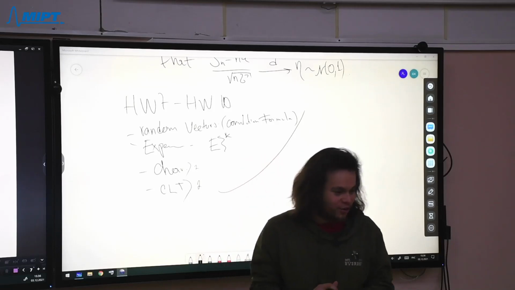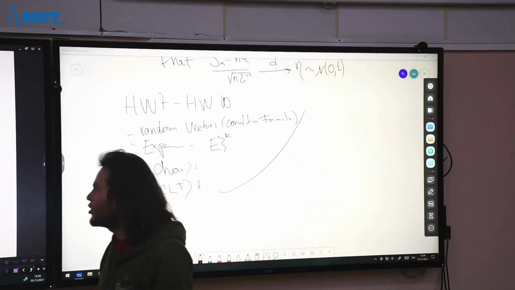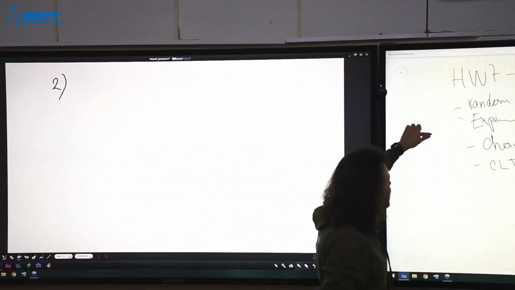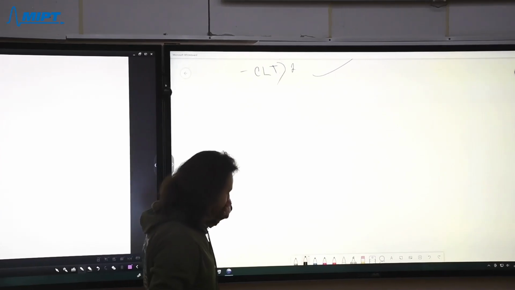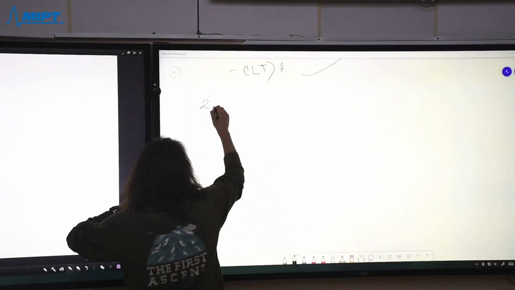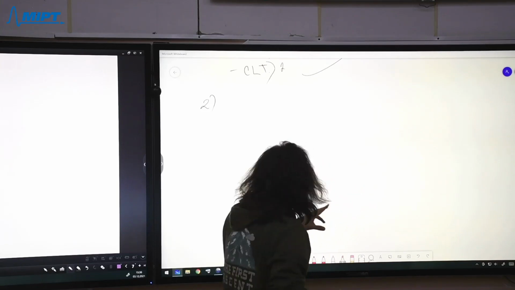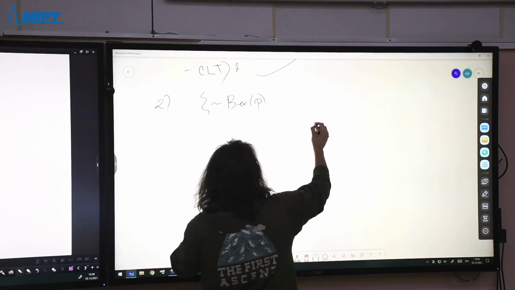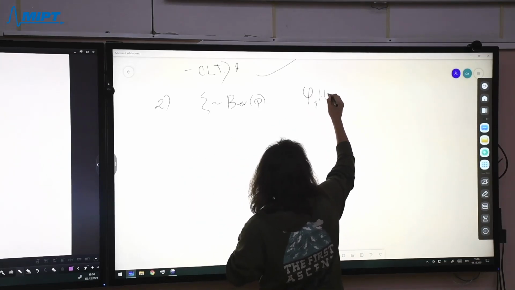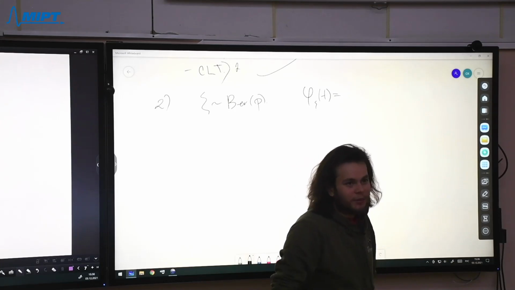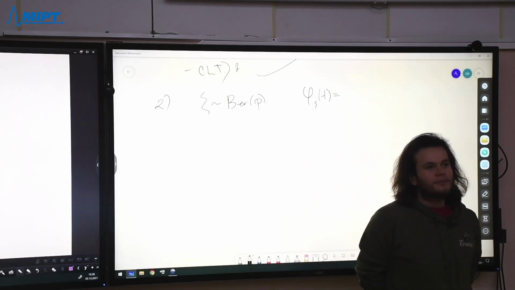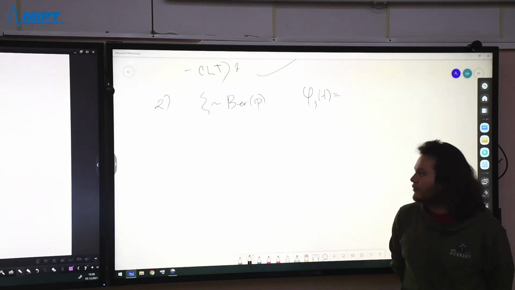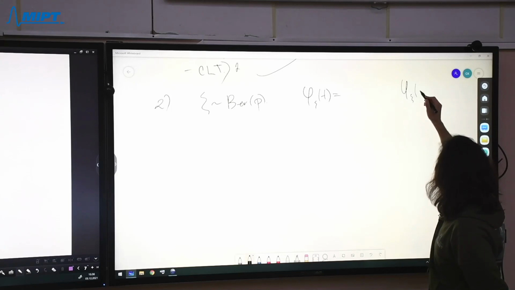Okay, let's do this again, number 2 again, because let's see that you need it. Okay, over here. The first characteristic function that we need to find is the characteristic function for Psi having a Bernoulli distribution with parameter p. We know that the characteristic function of this random variable is, you can tell me? Yeah, so we know that the formula is like this.